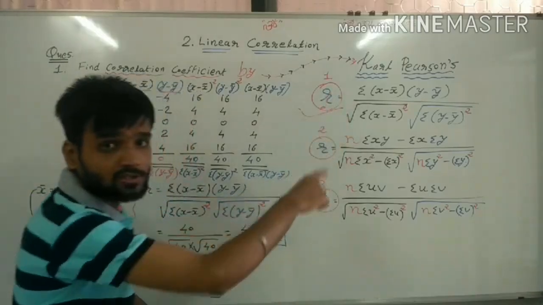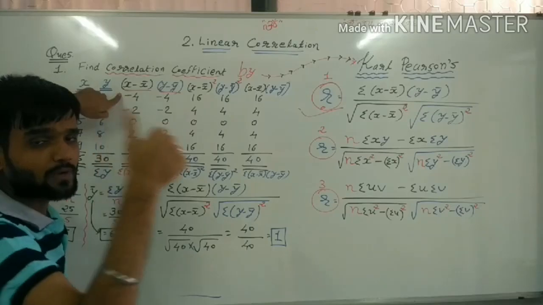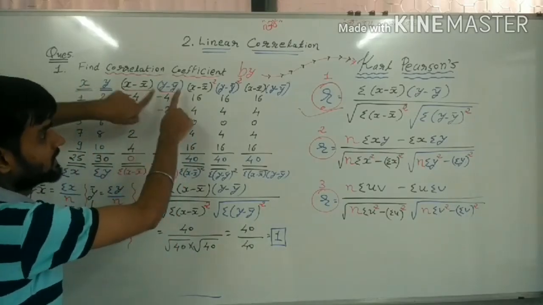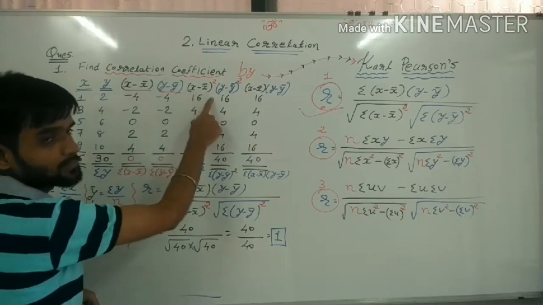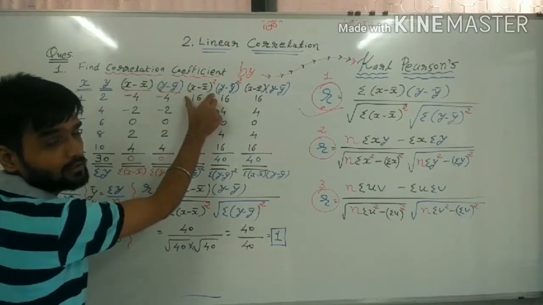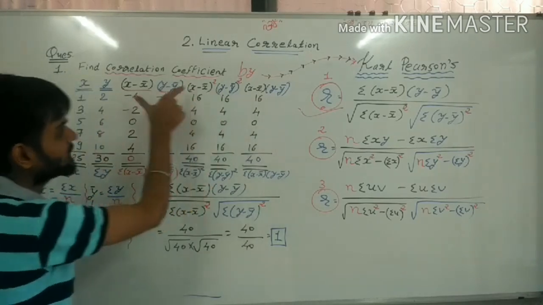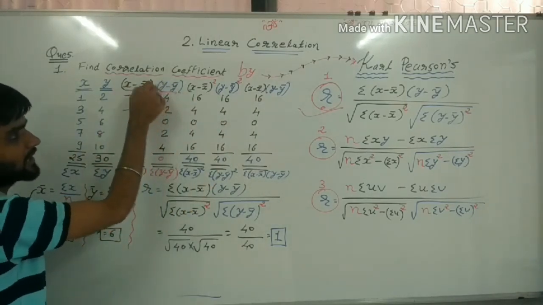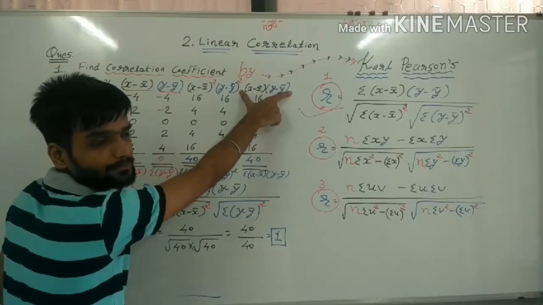By observing this first formula, we know we need x minus x bar. So first find the x minus x bar column. Second column, y minus y bar. Then the squares of these two columns: x minus x bar square, y minus y bar square. Then the multiplication of these two, x minus x bar and y minus y bar.